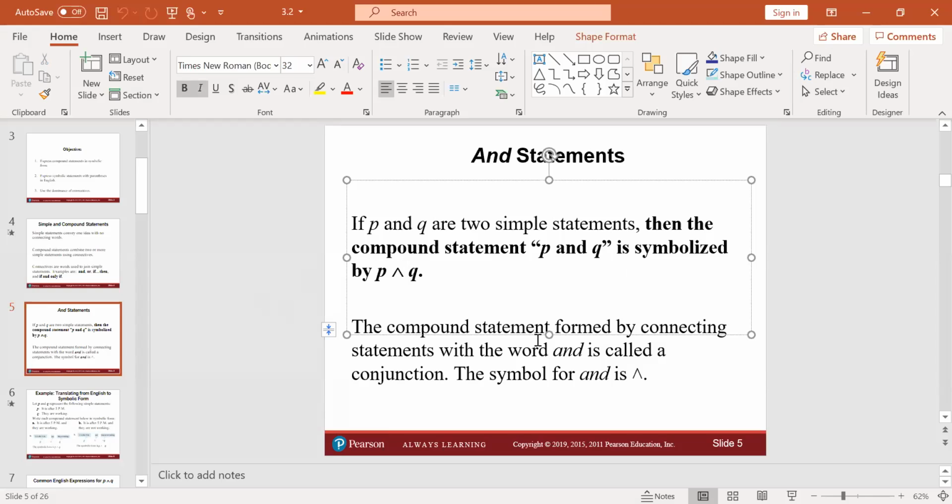It's symbolized using that little up arrow. It's the caret key, Shift 6 on a keyboard. P and Q. It looks like a capital A with the middle line deleted. So now I don't have to say "P and Q" anymore. I can just say P, and then I can use that little caret. So let's think of a couple examples.